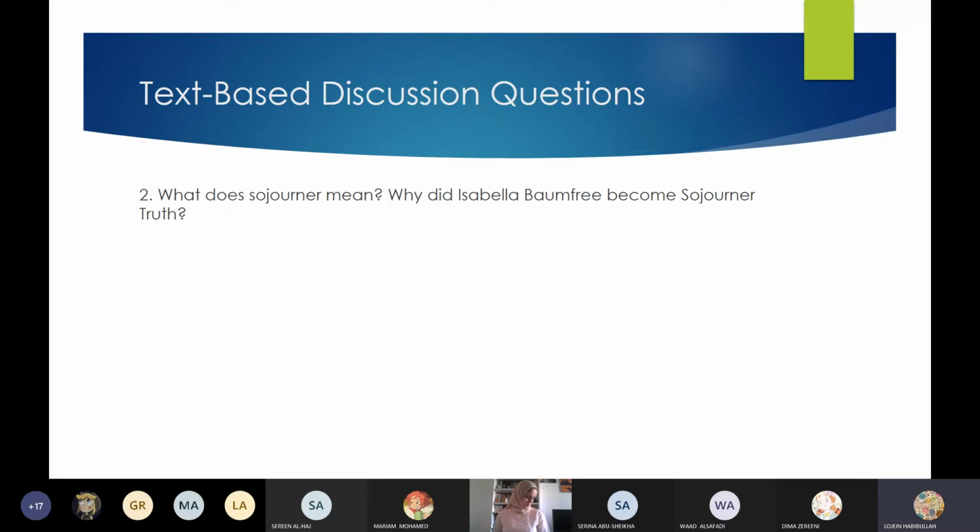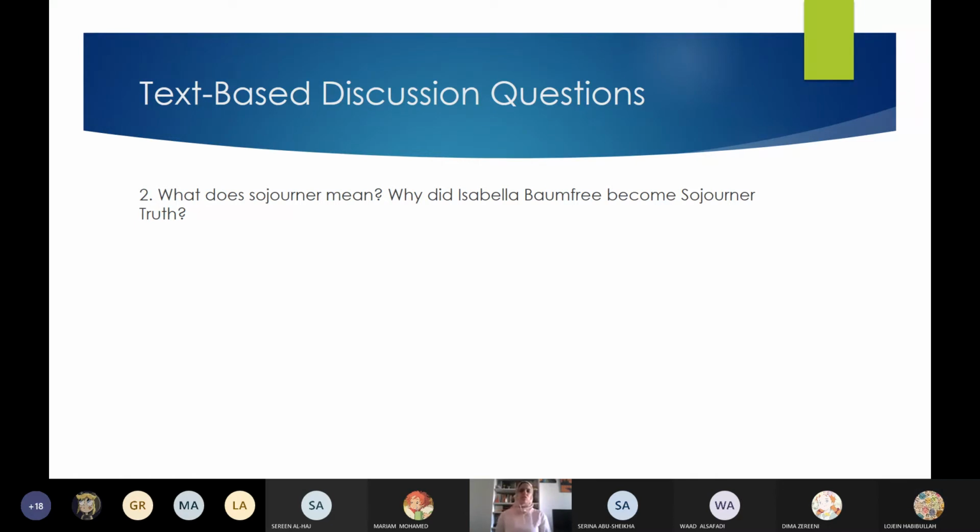It means a person who resides temporarily in a place. Yes, why? She travels. Oh yeah, Sojourner Truth.